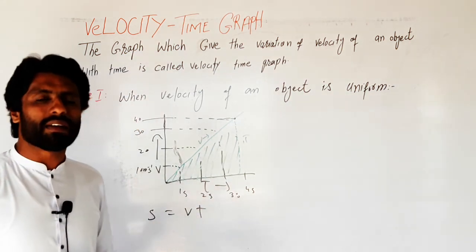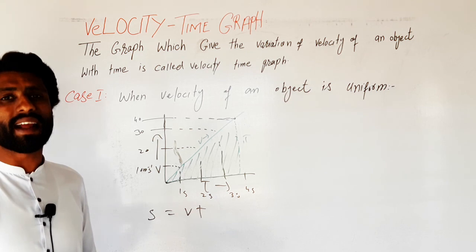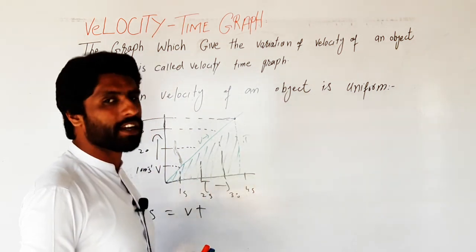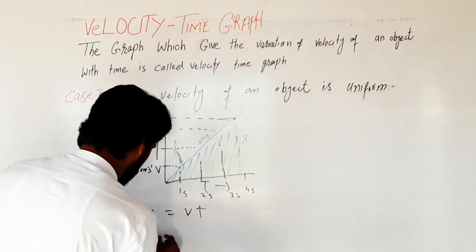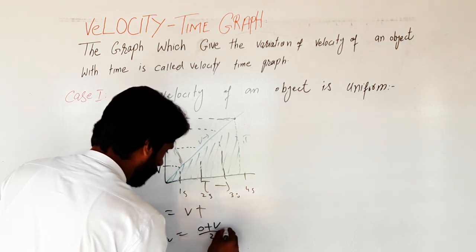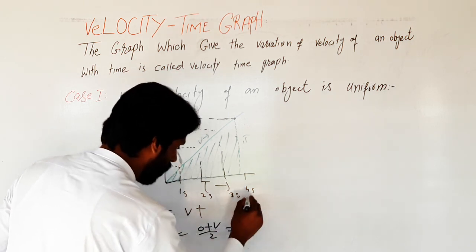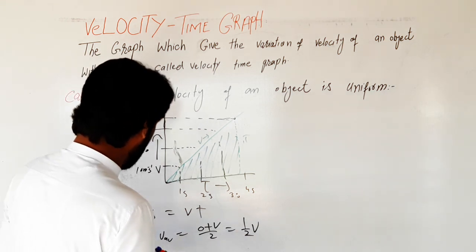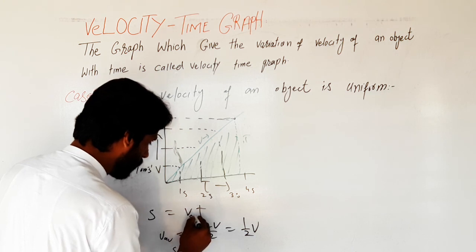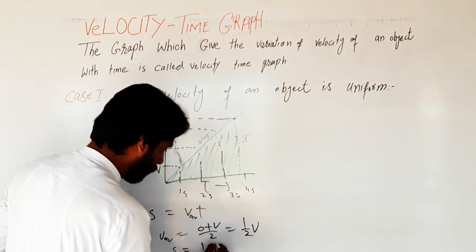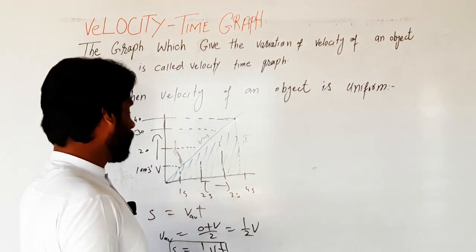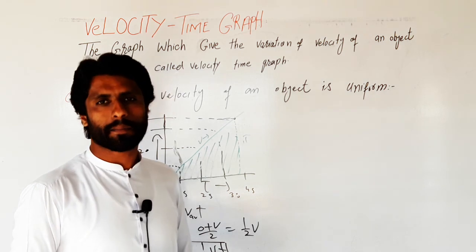At the starting point the velocity of an object is 0, and at the highest or final point the velocity of an object is v. Then we find the average velocity: 0 plus v divided by 2 is equal to half v. And distance s is equal to average velocity times t, half vt, and this is equal to the area of a triangle.